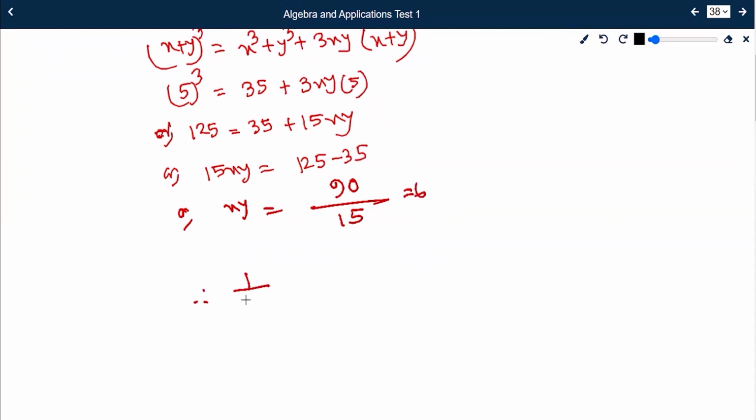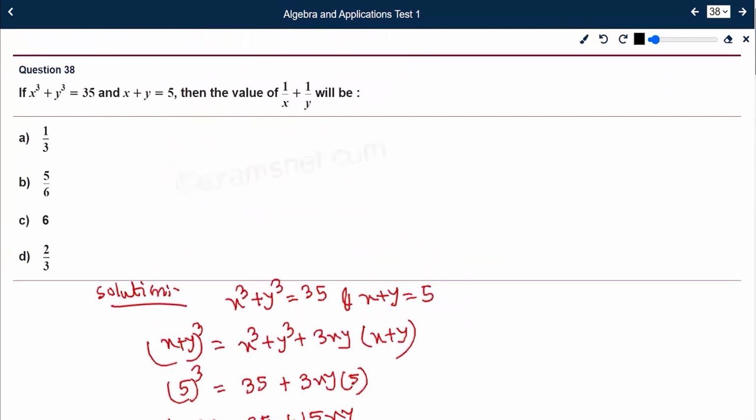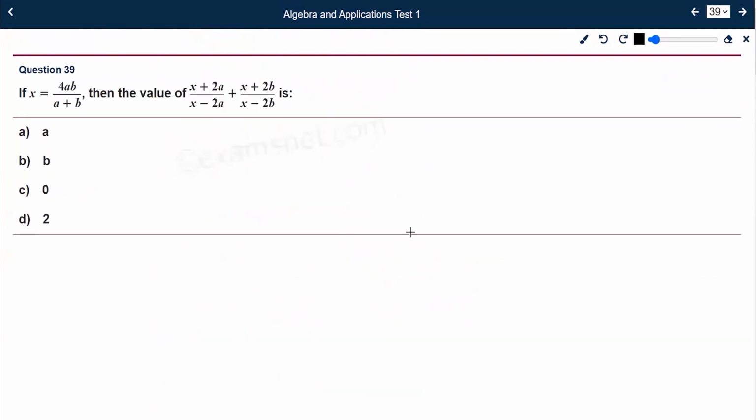Now let's find the value for another expression, that is 1 by x plus 1 by y. Let's do the LCM. 5 by 6. So yes, the required answer is 5 by 6. Option B is the correct one. Okay. Now let's move towards the next sum.